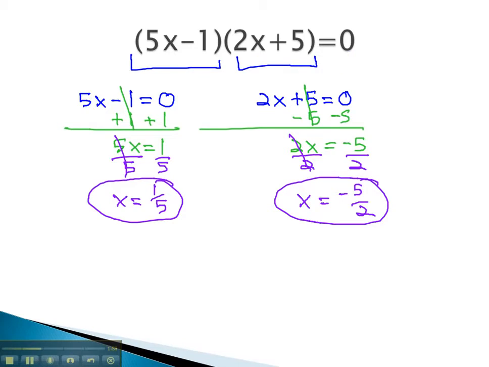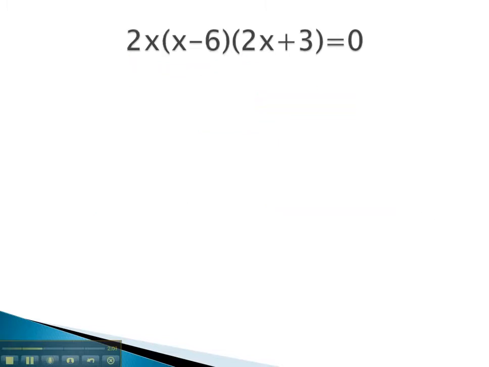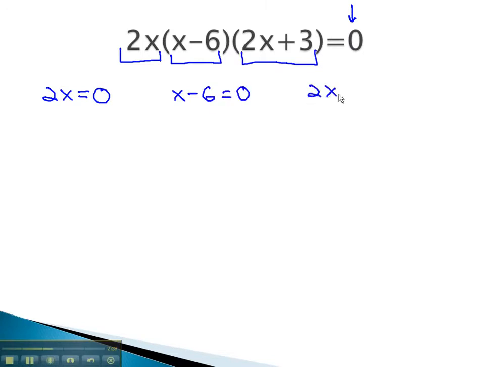Let's take a look at another example where we use this zero product property to find solutions. Here, we have three factors multiplied together. 2x is multiplied by x minus 6, which is multiplied by 2x plus 3. One of those factors must be 0 for this equation to equal 0. So we set them each equal to 0. 2x equals 0, x minus 6 equals 0, and 2x plus 3 equals 0. Solving these equations will tell us the possible values for x.